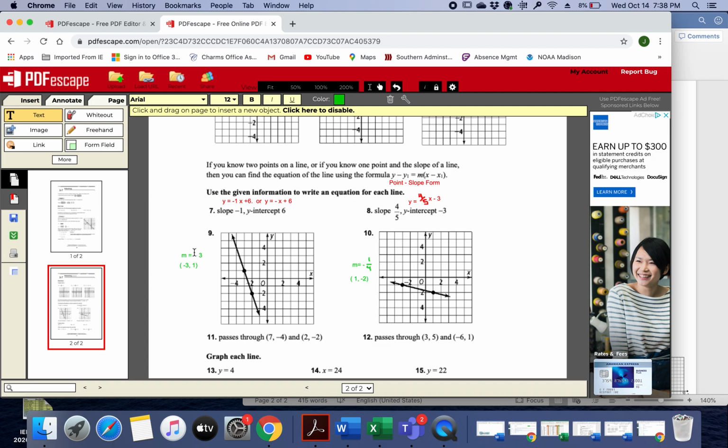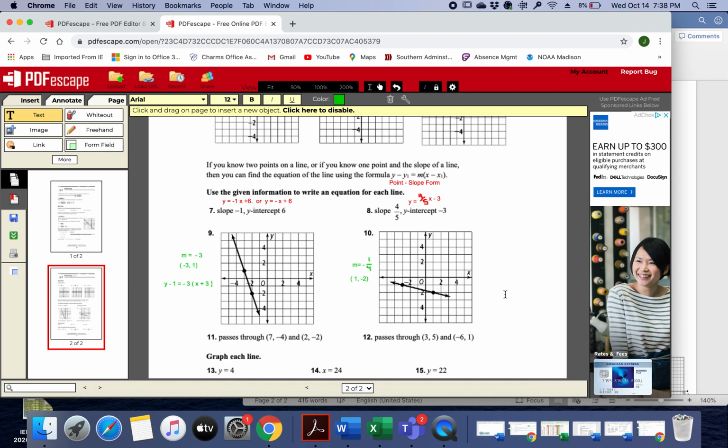But since we have the slope and a point, we can write this in point-slope form. So I'm going to say y minus y1. My y value of my point is 1, equals the slope, which is negative 3, times x minus x1. So it would be minus a negative 3, so I'm just going to say plus 3, because I know that minus a negative is the same thing as a positive. So there is my line in point-slope form. Perfectly valid form of the line.